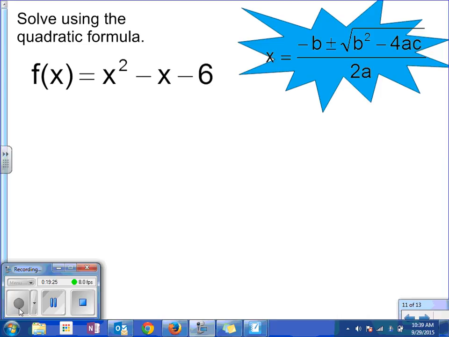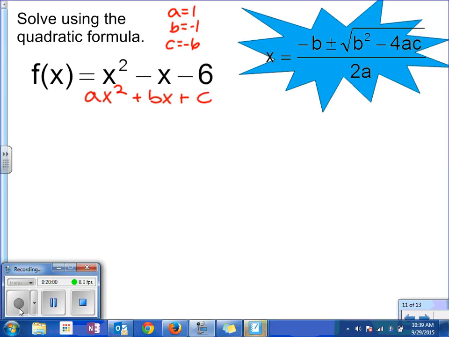There's a couple of things to be very careful about. If any of the terms in your original ax squared plus bx plus c are negative, or they look like minus, that means when you label your values for A, B, and C, those are going to be negative values for the coefficients. So A is a positive 1, B is a negative 1, and C is a negative 6. Anytime it doesn't look like plus in the standard form, you have to include the negative as the value of A, B, or C.